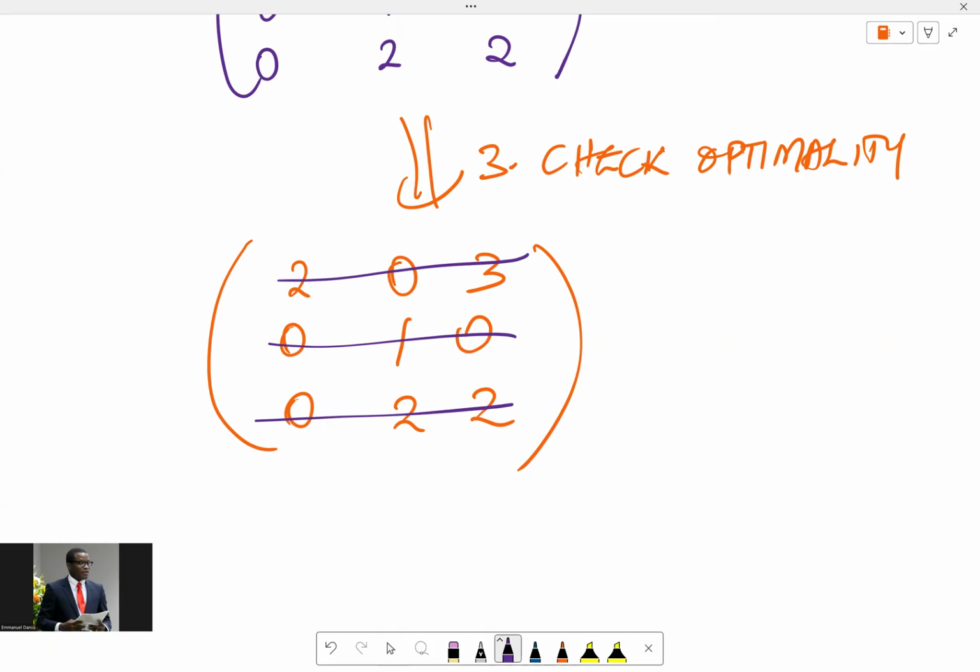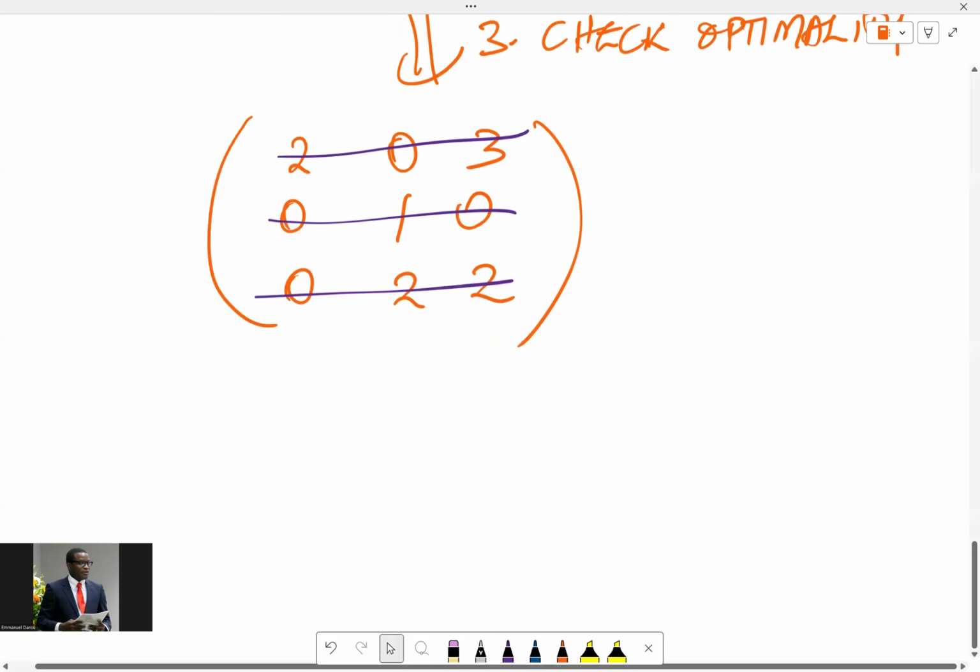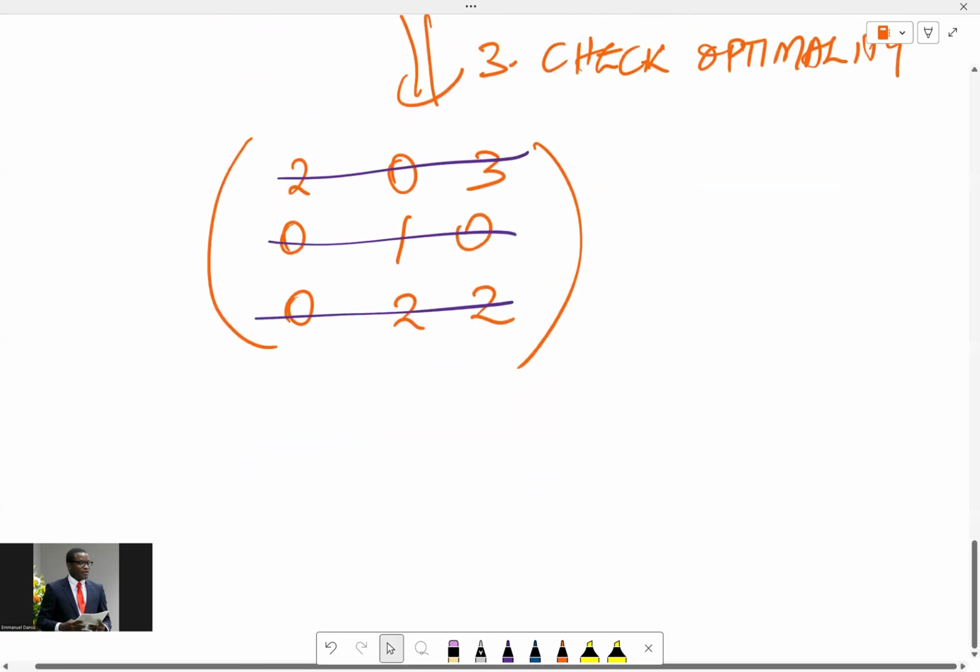Okay. So whether you use vertical lines, it's 3. If you use horizontal lines, it's 3. And we can't combine both. So the minimum number of lines we can use is actually 3. So to check optimality, you see you have 3 lines. That's the minimum number of lines you can use.